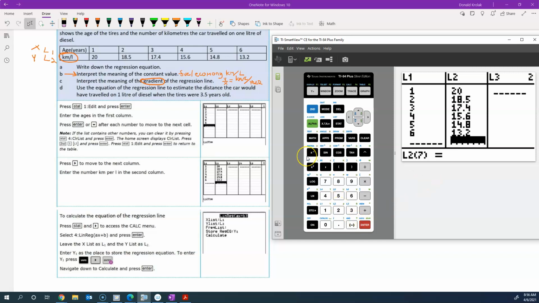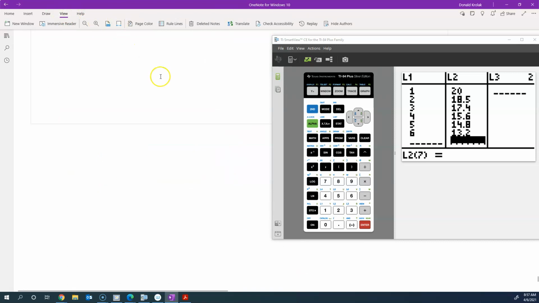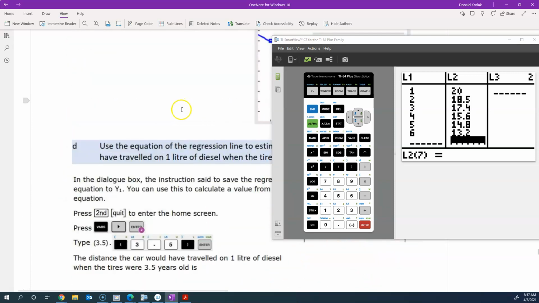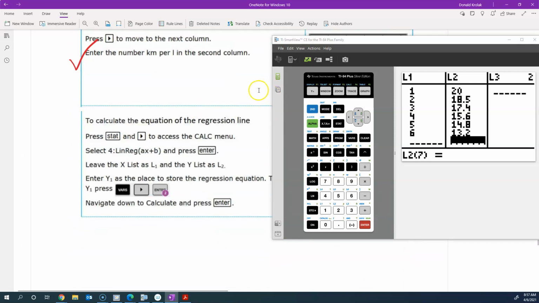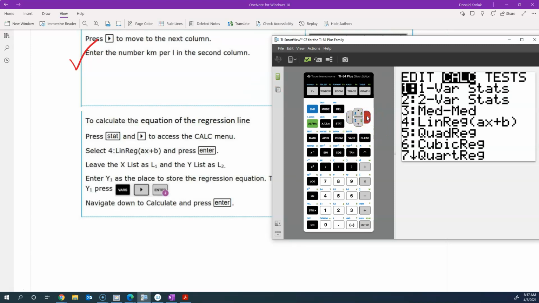All right. So we just did this part. We just did this part. Okay, now to get our regression equation, there's part right here. So you're going to go stat, calculate, okay, number 4, linear regression.